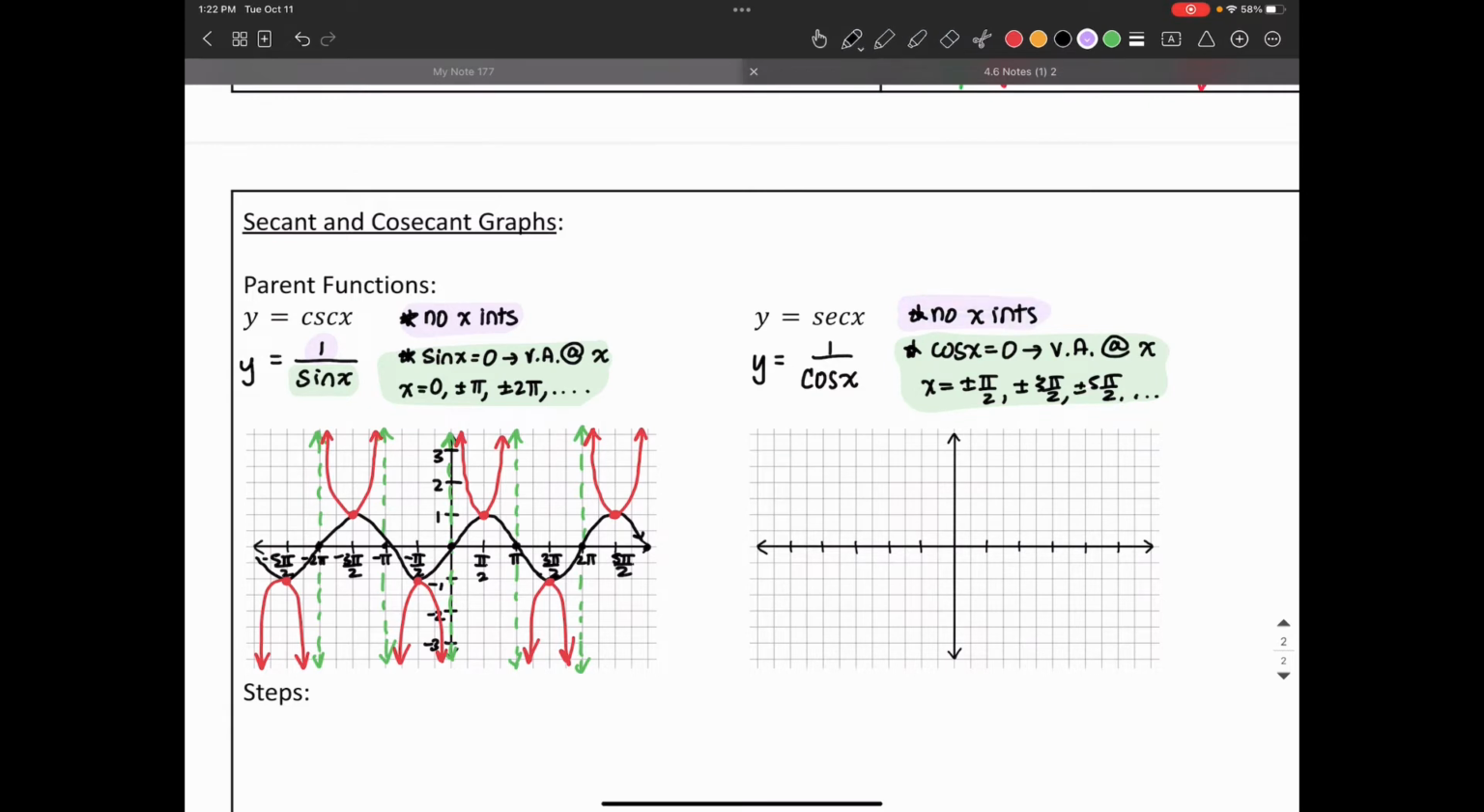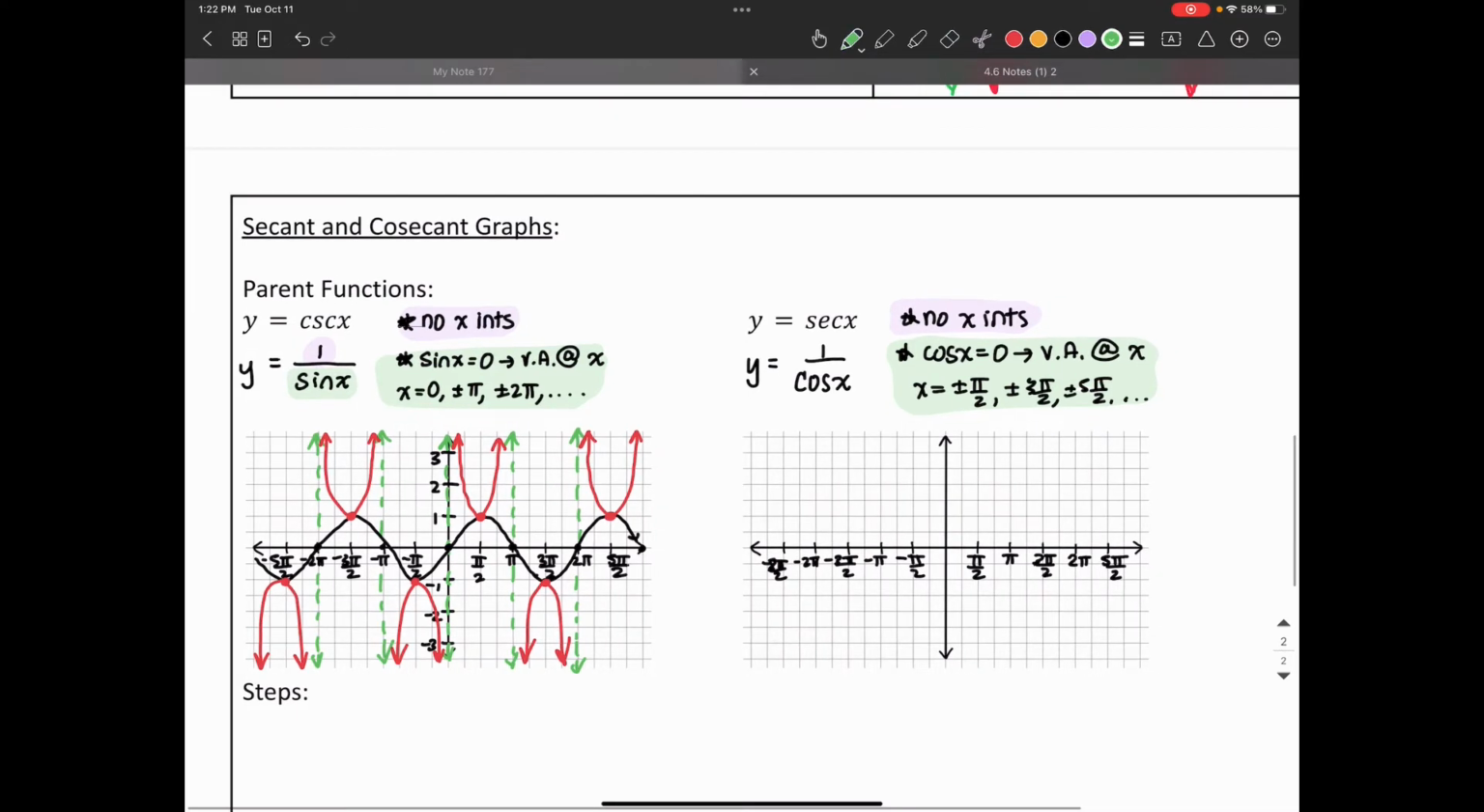Okay. I'm going to draw in my vertical asymptotes. I should have just had this scaled already for you so that you didn't have to put it in, but I'm going to scale by pi over 2. Pi over 2, and negative pi over 2, negative pi, negative 3 pi over 2, negative 2 pi, and negative 5 pi over 2. Okay, and then I'm going to put in the vertical asymptotes.